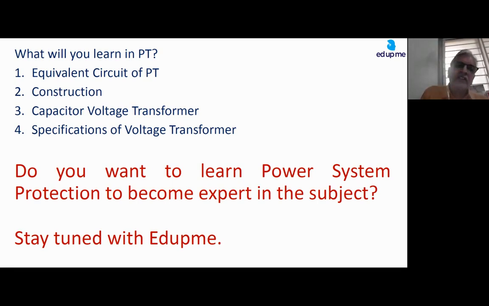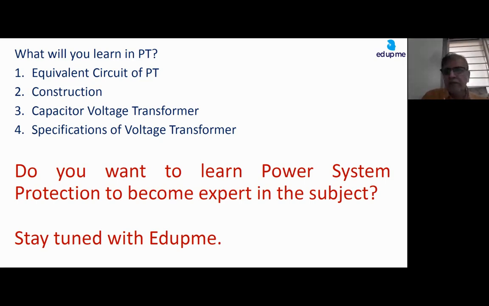In the conservator tank, there is gas, the explosion vent also, that is gas release device. If at all oil turns into gas in large amount because of internal fault, it can explode the transformer. So to avoid that, the explosion vent is there in the conservator tank. So for all these things, because gas will have a tendency to go up, obviously the conservator tank is the highest point in the transformer. That much I know. Yes, please.